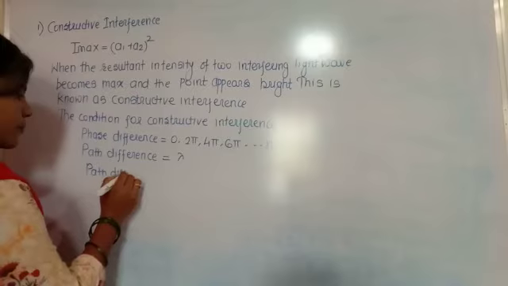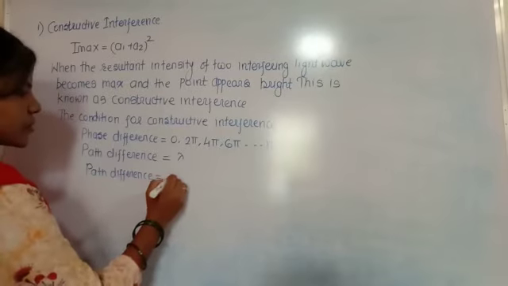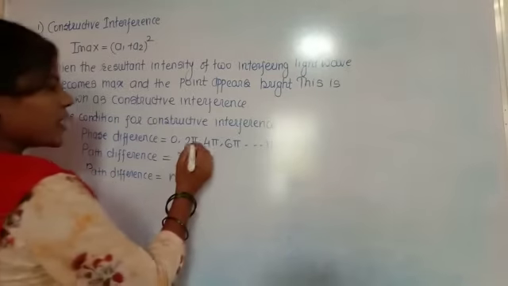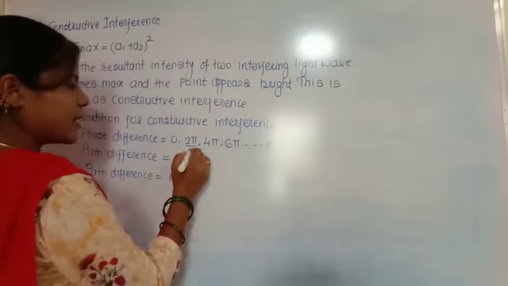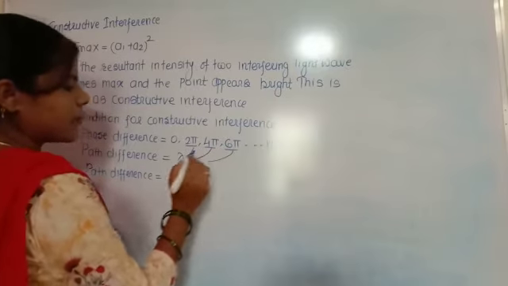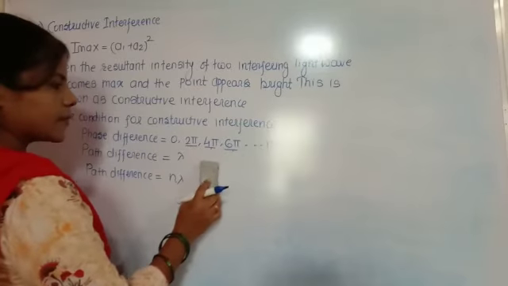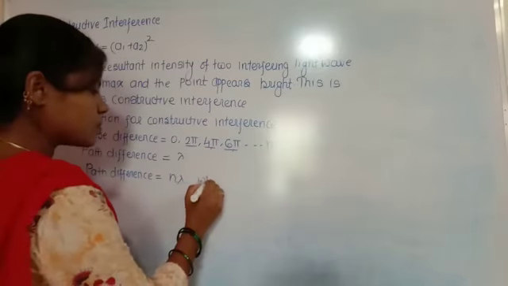In general, the condition for constructive interference means the path difference is equal to n lambda. Means when there is a path difference of 2 pi we get lambda, when 4 pi we get 2 lambda, 6 pi we get 3 lambda. So at that time we can count this number as n.